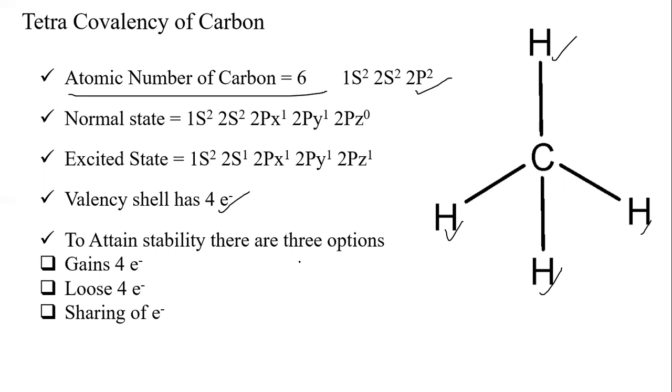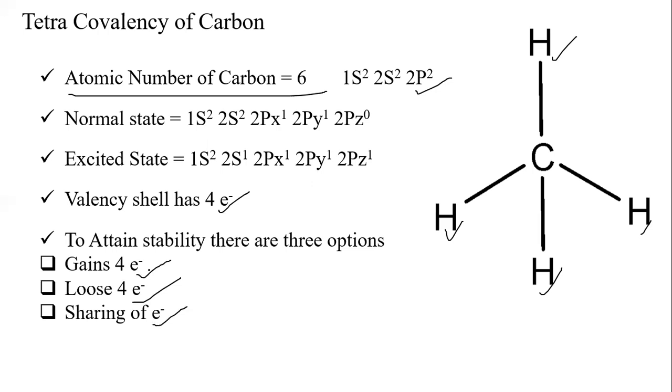To attain stability, there are three options. After the carbon was excited, one electron jumped into the 2pz, so there are four unpaired electrons. To attain stability, there are three chances for the carbon. Either it should gain four electrons, or it should lose four electrons, or it will go for sharing.